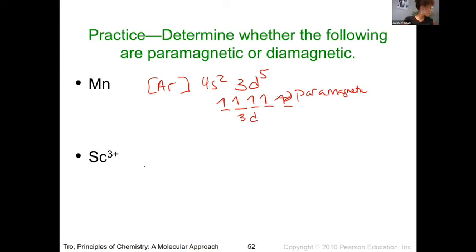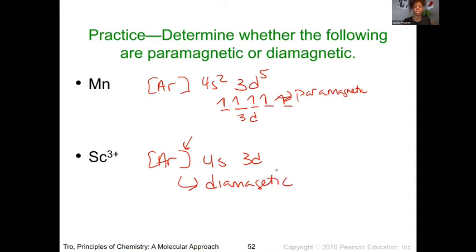For scandium 3+, we start with argon, and then we would have 4s2, 3d1 for the neutral. For the cation, we have now lost the electrons that are found there. That means we have completely filled shells here, so we are dealing with a diamagnetic species. And that means it's not attracted to the magnetic field.